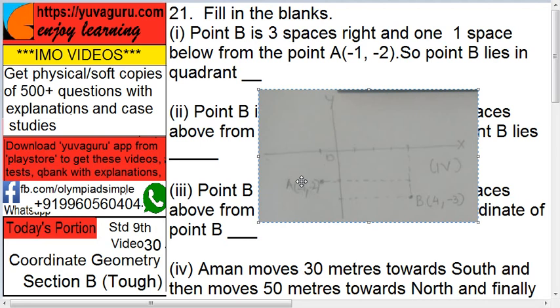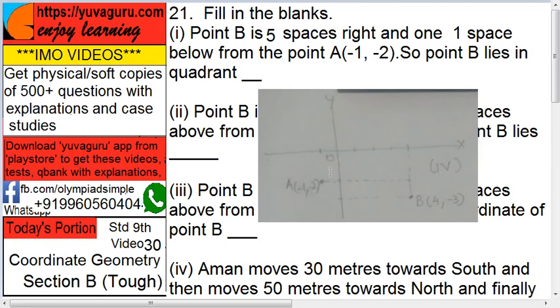Now 3 spaces right. So from -1, it will go from here. It should be 5 spaces right. So 5 spaces: -1 and then 5 on the right side. It will go up to 4. So 4 is the x coordinate, and 1 space below point A.